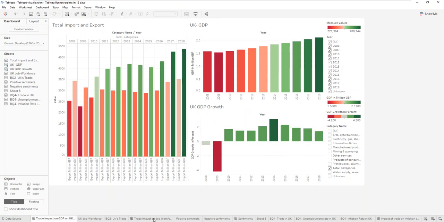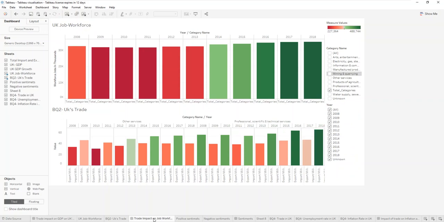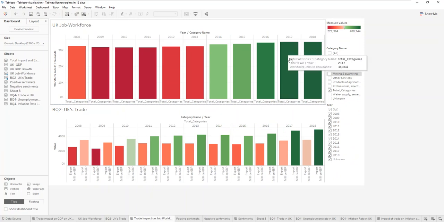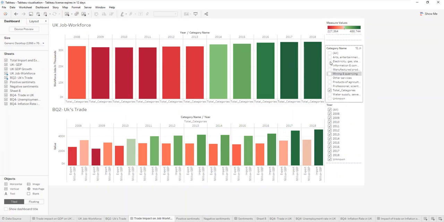In our second business query, we will try to understand how the job workforce is getting impacted because of trade. We can see that not all the categories of job workforce are equally impacted by trade. For example, the job categories getting impacted by the import of trade are electricity, gas, and steam.